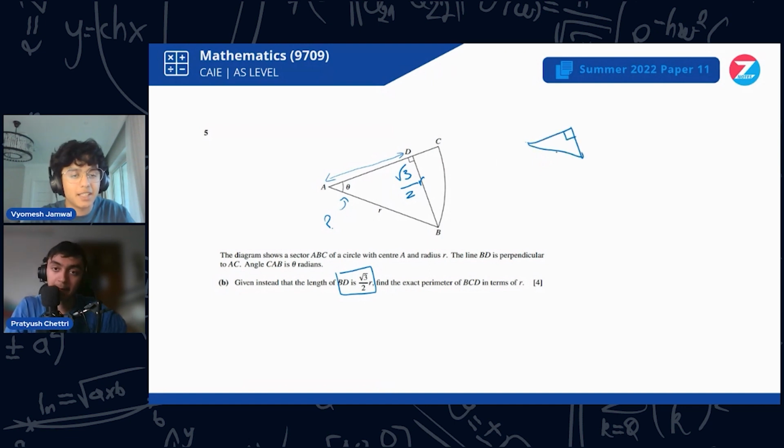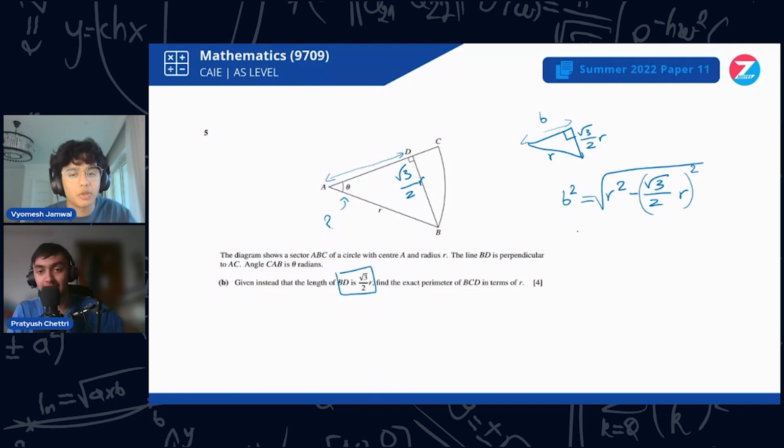Let's say DA is B. So B squared plus, or we could just do R square minus root 3 upon 2 R, squared. And B would be equal to the root of that. So that would give us the root of R square minus 3 upon 4 R square.